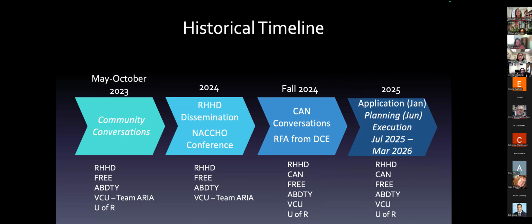Now let me give you a little bit of background on why we decided to do things this way. How did we get to substance use? So in 2023, my team was working with the team from Richmond Henrico Health District, as well as two nonprofit organizations, Free and A Better Day Than Yesterday. We were conducting a series of focus groups focused on substance use overdose, primarily opioid overdose, and resource needs. What did the community feel like they needed in the moment?